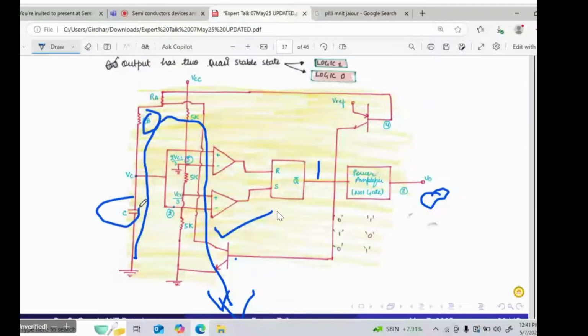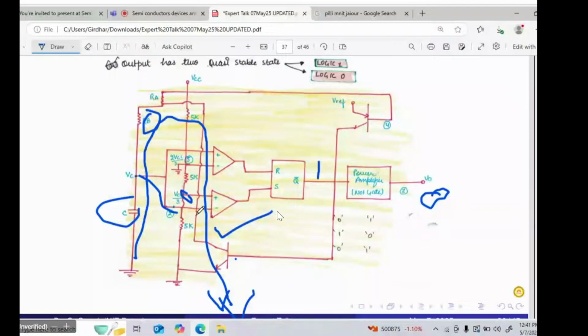Regarding this, you have to see the inputs. Here this is the VC, and what is the other input here? It is VCC by 3. So the voltage across the capacitor will decrease exponentially up to VCC by 3, right?